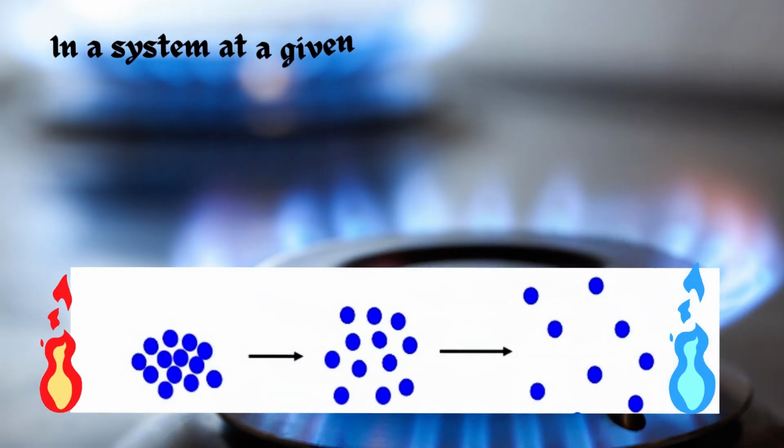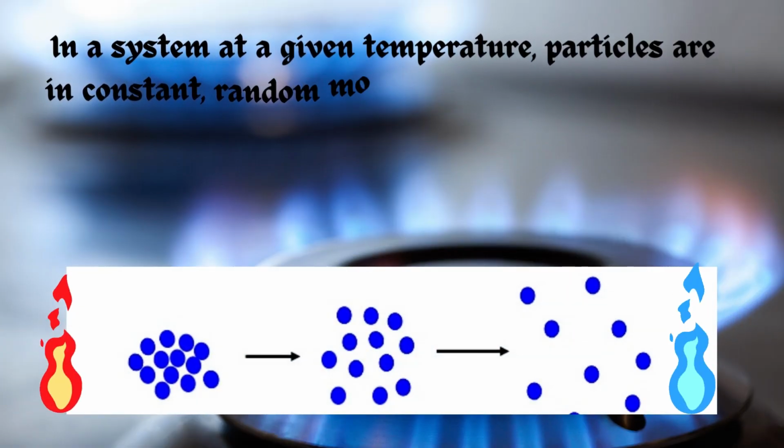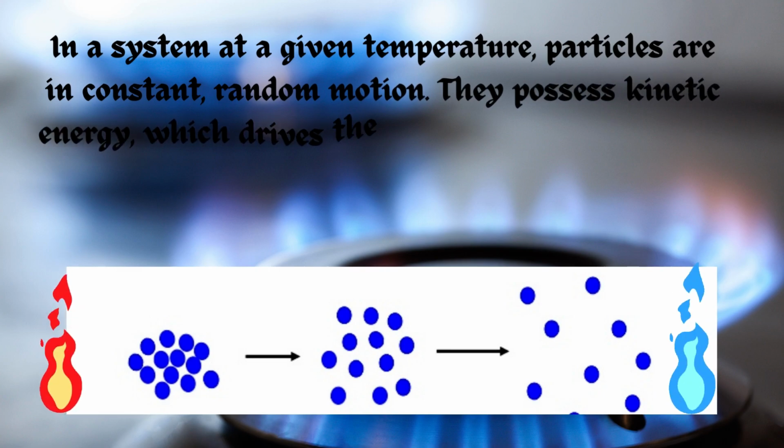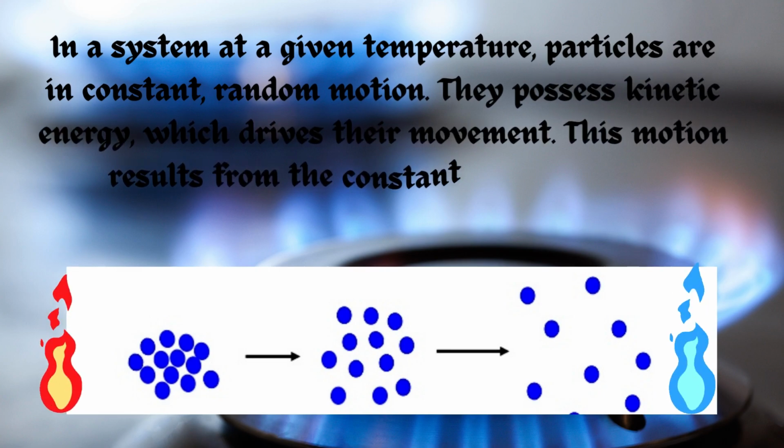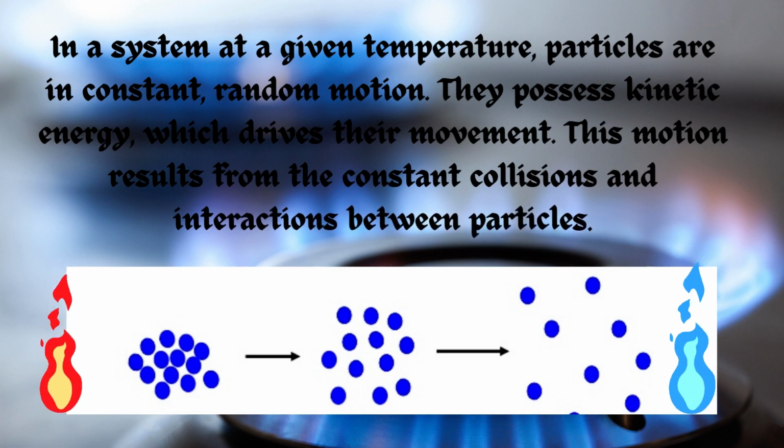In a system at a given temperature, particles are in constant, random motion. They possess kinetic energy, which drives their movement. This motion results from the constant collisions and interactions between particles.